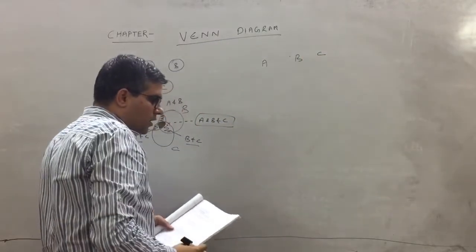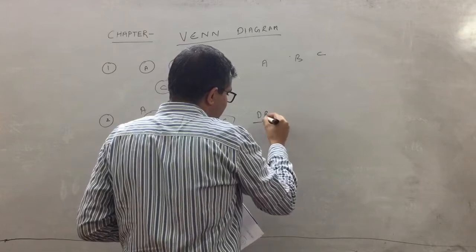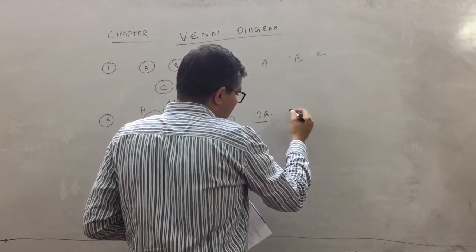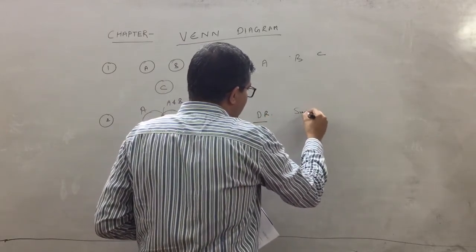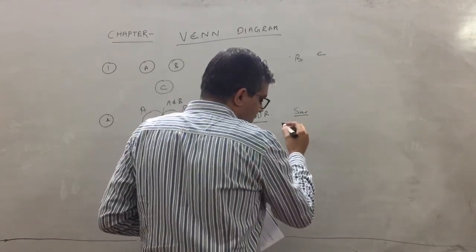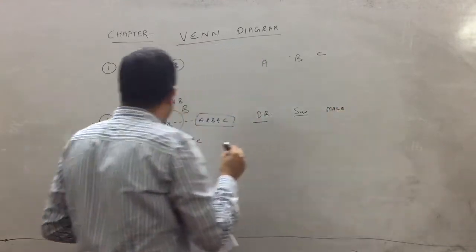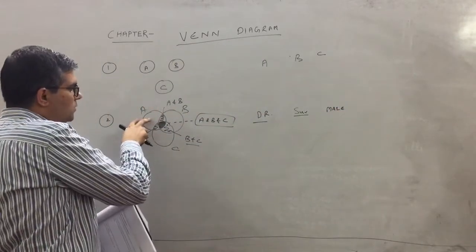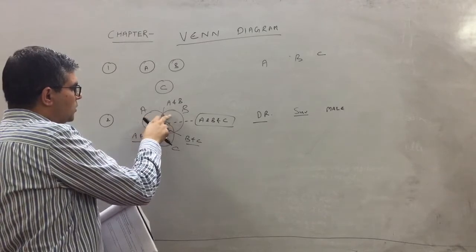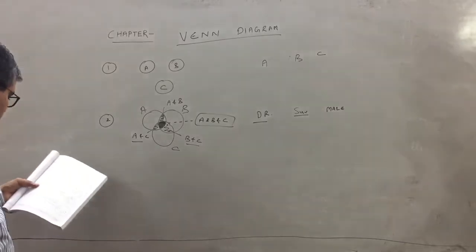In this category, A, B, C may be: A doctors, B you can say surgeons, and C you can say male. So certain doctors who may be surgeons, and C male. So this is the second example.